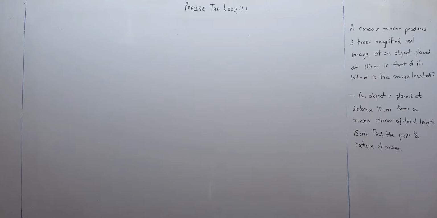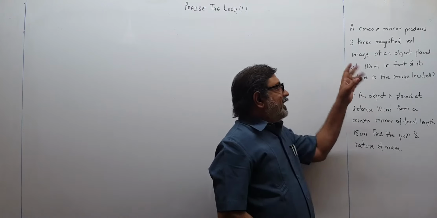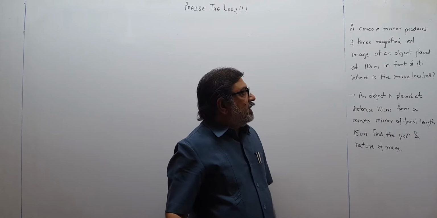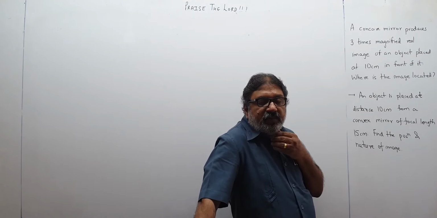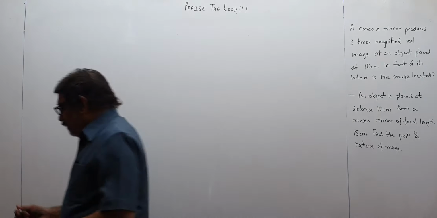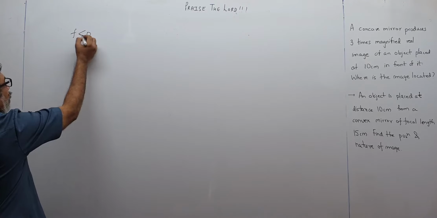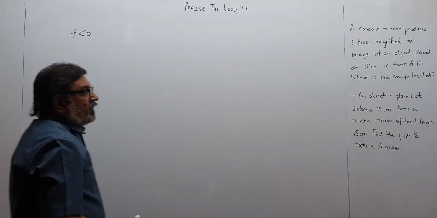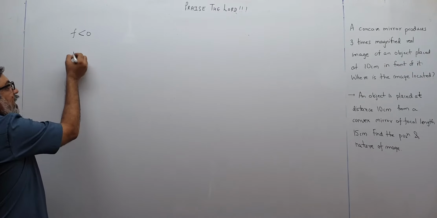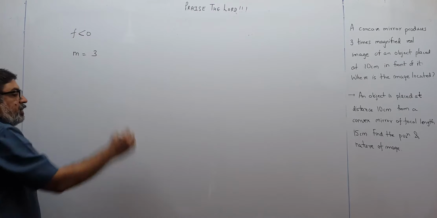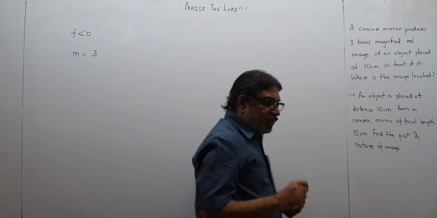Next one we are having, children. A concave mirror produces a 3 times magnified real image. See, concave mirror is there, therefore focal length will be negative. That is very clear to us. As soon as we see concave mirror, we write f less than 0. Magnification is 3 times. So children, you would like to write immediately m is 3 because magnification is 3 times. Now see what happens with this type of language.